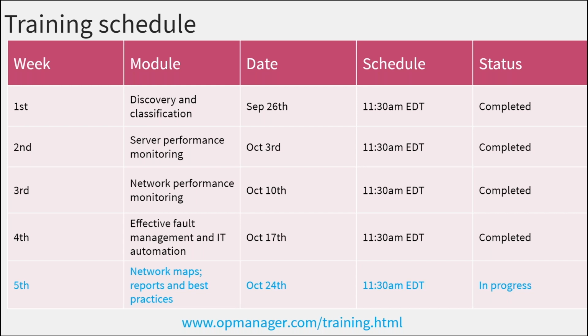And last week, October 17th, we joined for an effective fault management and IT automation session, where we looked at how exactly you can find issues and rectify them, and also about the automation available with OpManager. And today, on the final week, October 24th, we'll be looking into network maps, reports, and best practices.